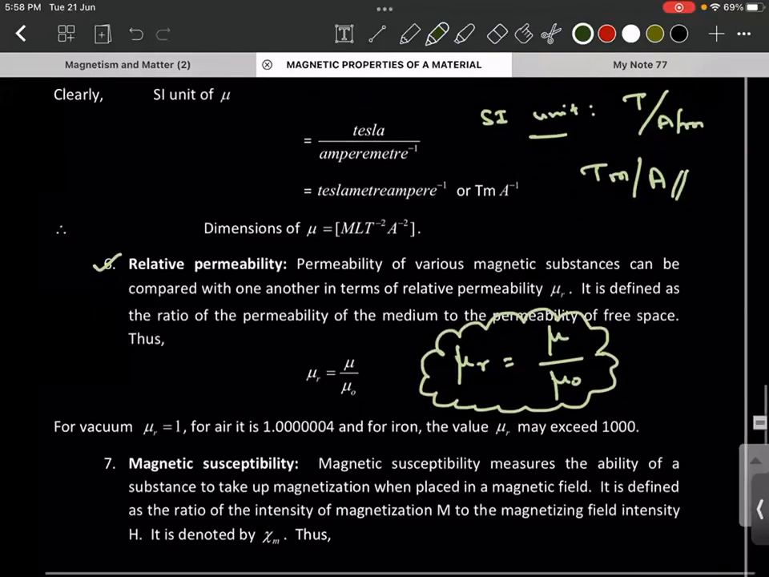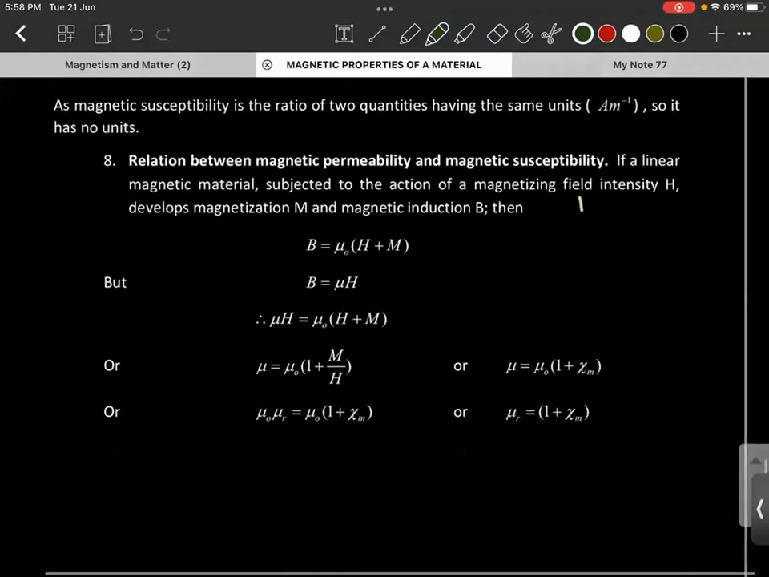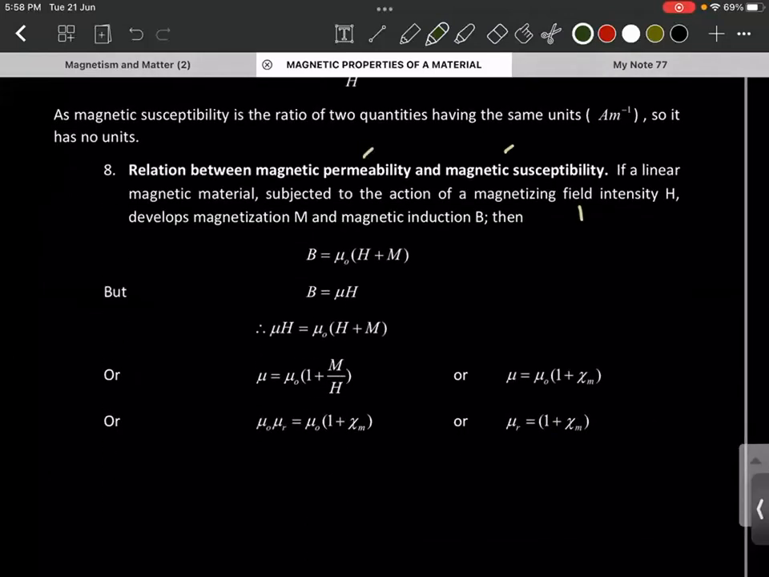Then you have a term called magnetic susceptibility, and the relation between magnetic permeability and magnetic susceptibility. I will explain that in the next class.